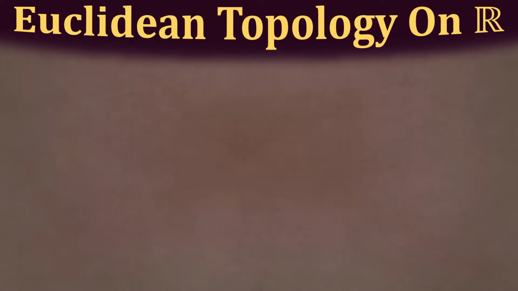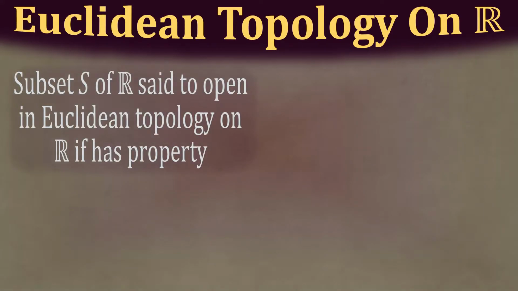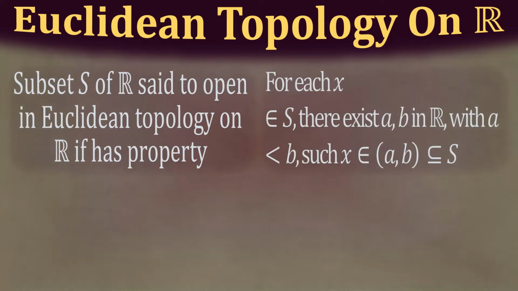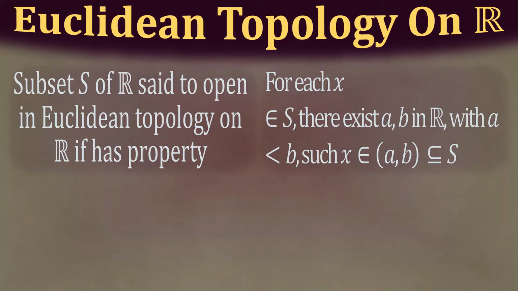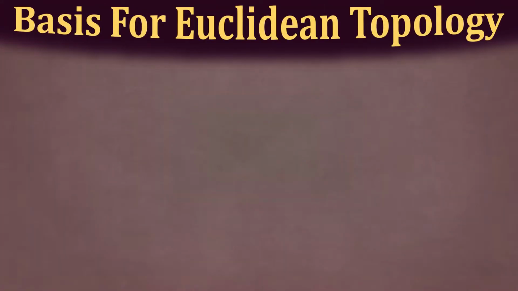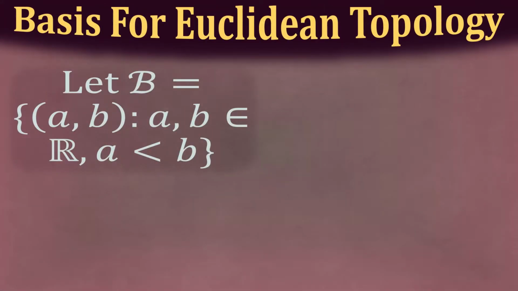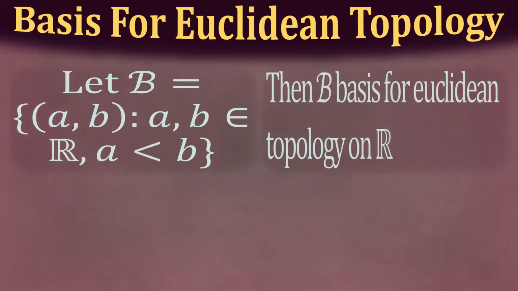Now, let's define the Euclidean topology on the real numbers. A subset S of the real numbers is said to be open in the Euclidean topology on R if it has the property that for each x in S there exist a and b in R with a less than b, such that x is in the interval (a, b), which is a subset of S. Now, let's give a basis for the Euclidean topology. Let B be the set of all intervals (a, b), where a and b are in R, with a less than b. Then B is a basis for the Euclidean topology on R.